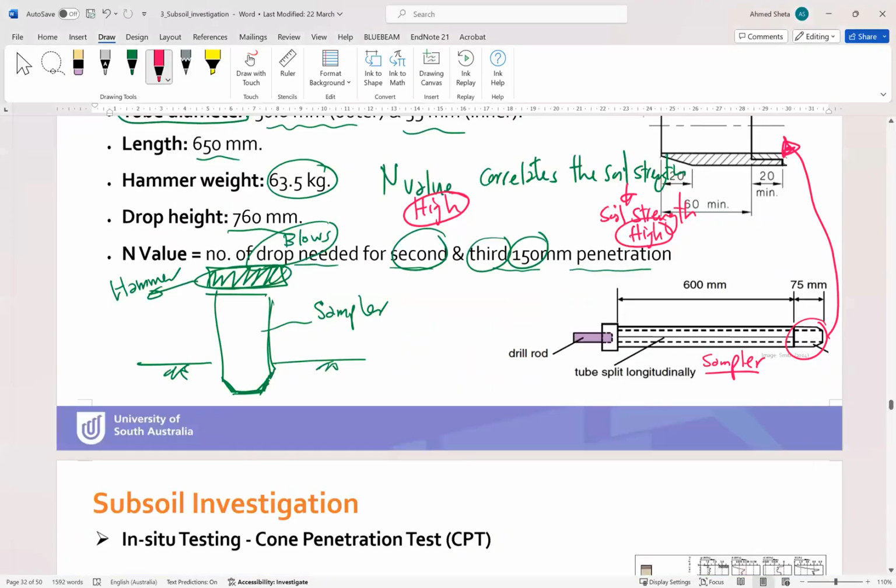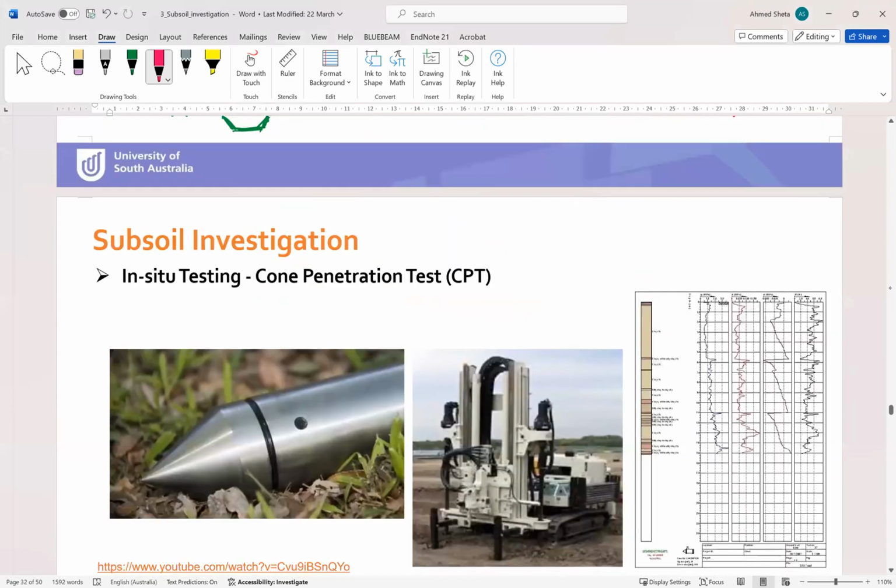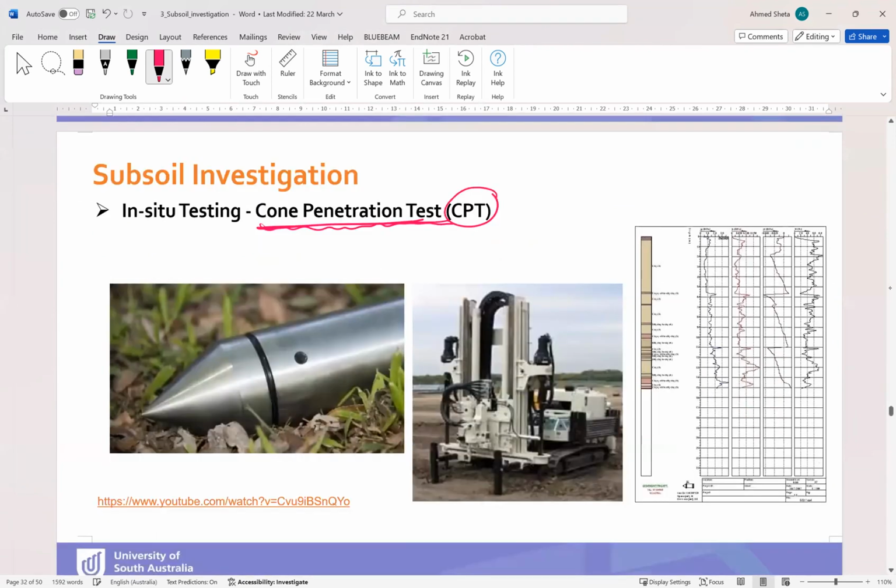So now the next test, the second test we have today in the in situ testing techniques, is the cone penetration test, or CPT. CPT is quite similar to SPT, but it has some advantage over the SPT test. In this one, we have a cone.